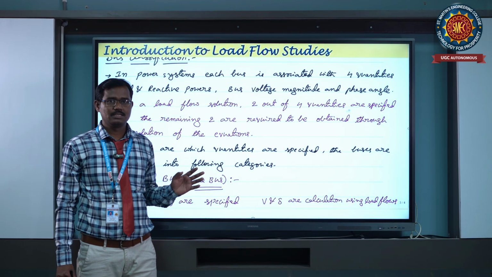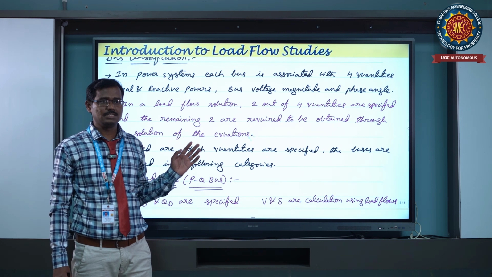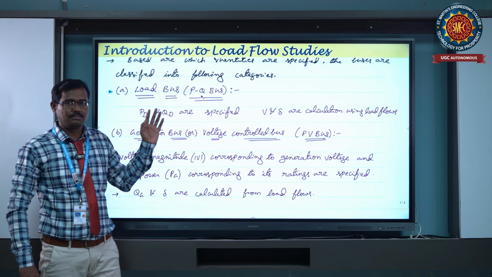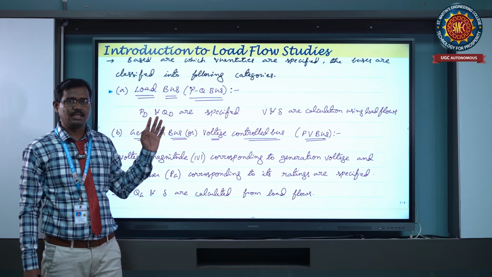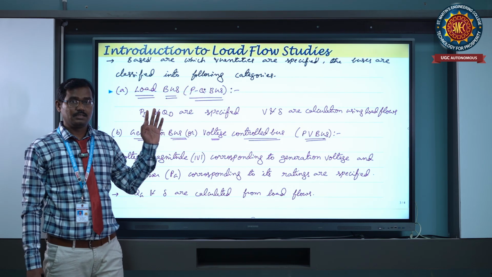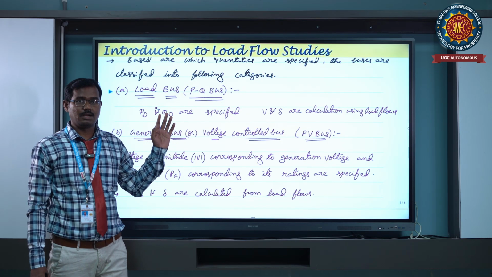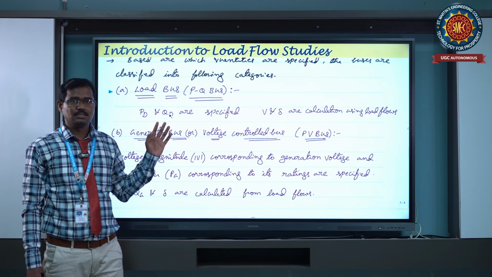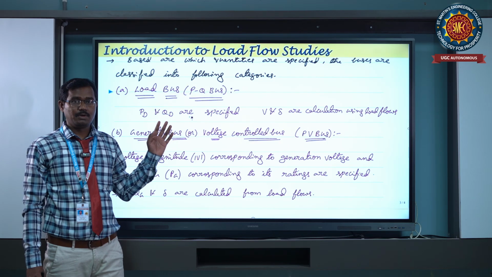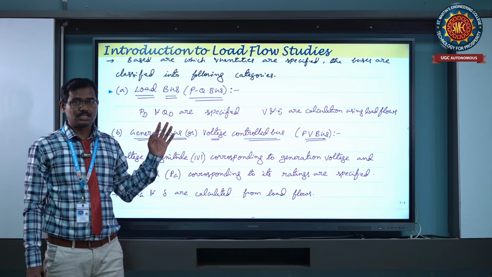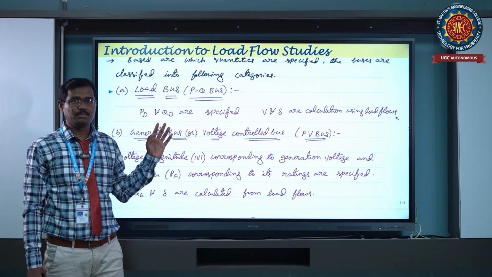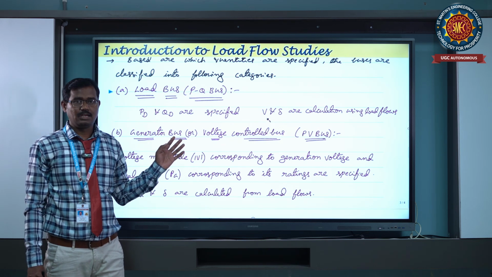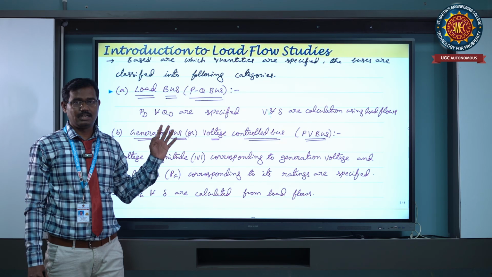The first one is a load bus, the second one is a generator bus, and the third one is a slack bus. The first one is the load bus. A load bus is nothing but a PQ bus. Two quantities are specified out of four quantities in the load bus, that is, the active power and the reactive power are specified. The other two quantities, the magnitude of voltage and the phase angle delta, are to be calculated in this system.